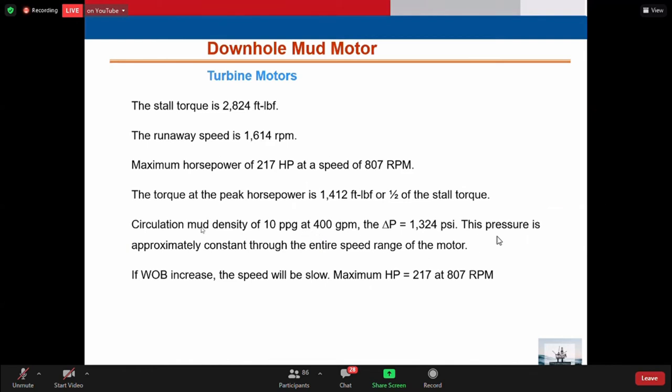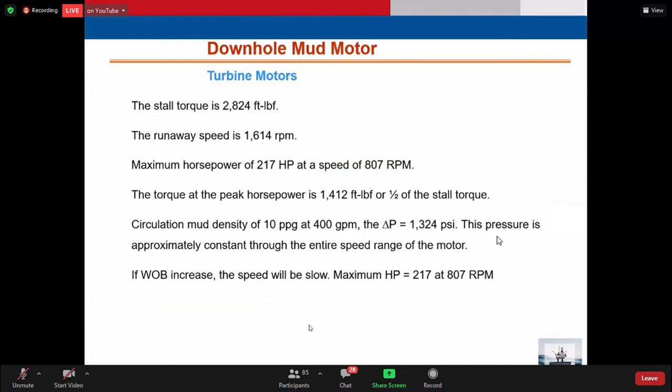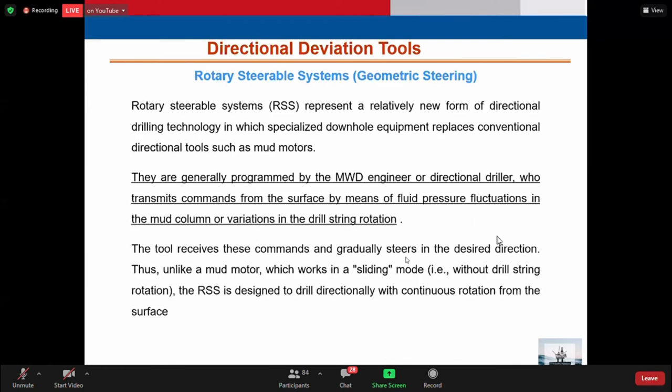So this is the graph: when I want the rotary speed of 807, it will result in the required horsepower of 217. If I increase the weight on bit, it will result in slower speed, and the maximum horsepower will be 217. So we mentioned the first deflection tool used is the whipstock.